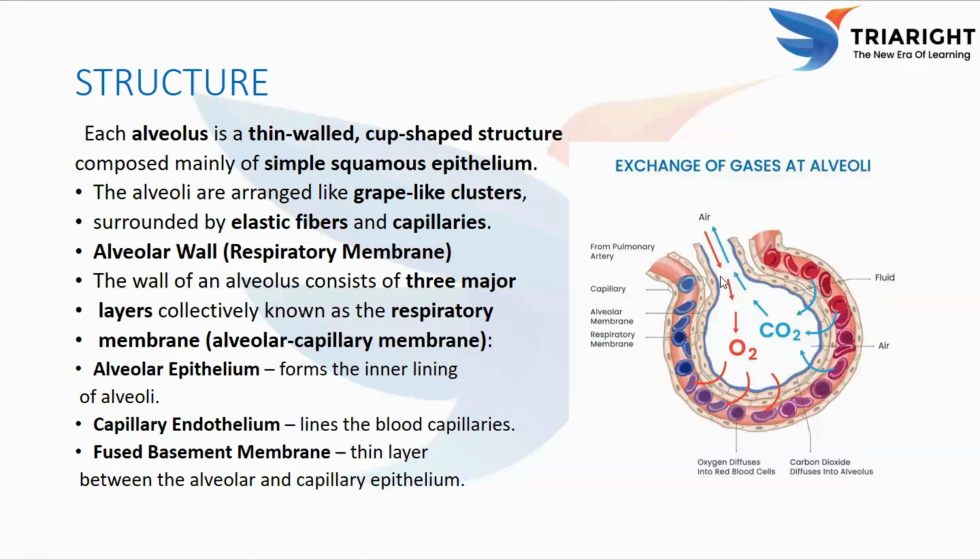Oxygen moves from the alveolus into the blood capillary, where it enters the red blood cells. Then carbon dioxide moves from the blood capillary into the alveolus to be exhaled. Here gas movement happens by diffusion, meaning gases move from areas of higher concentration to lower concentration. Why is it important for the alveolar wall to be so thin? Because it allows the oxygen and carbon dioxide to pass quickly between the air and blood.